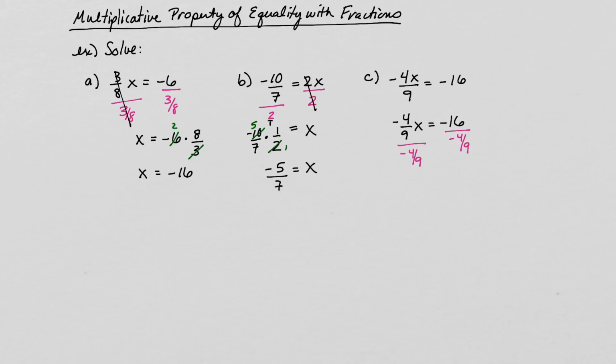And so now on the left-hand side, these cancel out. So we have x equals. And then again, we're going to do keep. So keep the -16. Keep the first, change from division to multiplication, and then flip that bottom fraction. So it's going to become 9 divided by -4. And then -4 goes in one time. It goes in here 4 times. -4 times -4 would be -16. And so we're just left with x being equal to 36.